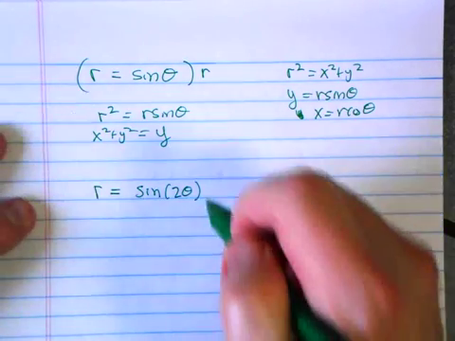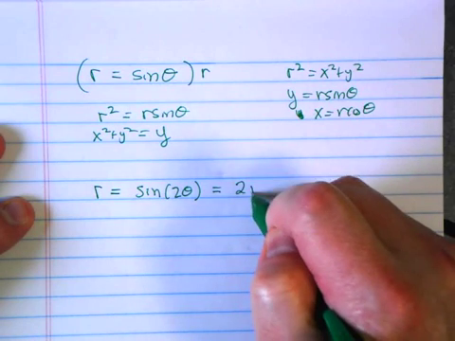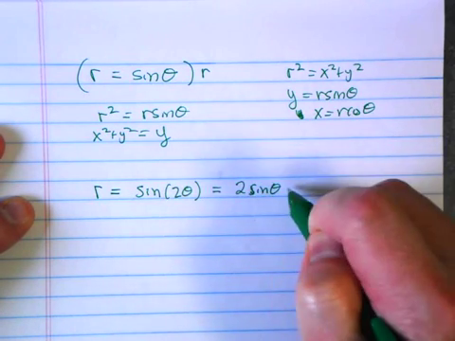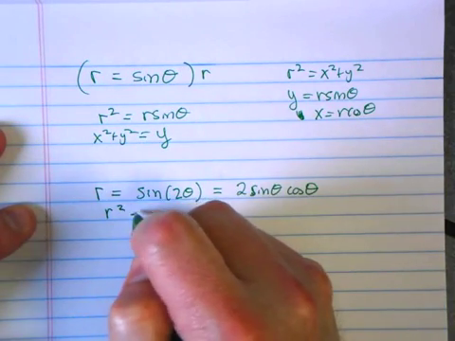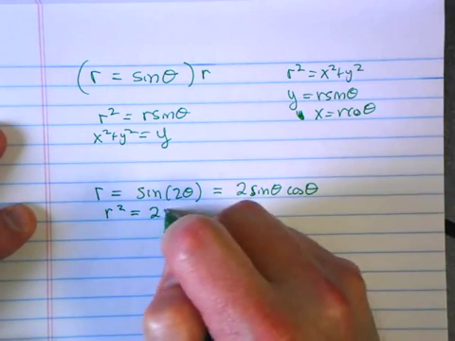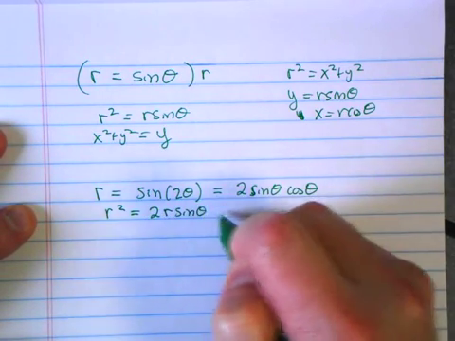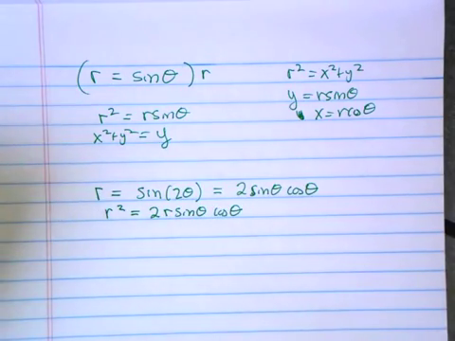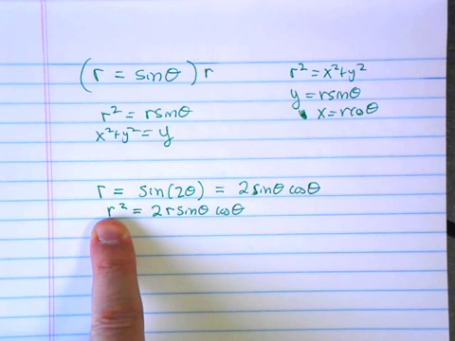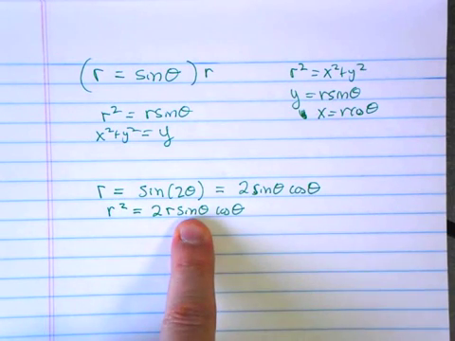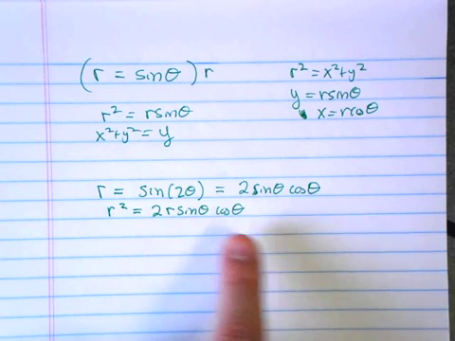Well, double angle formula, wonderful idea. That's 2 sine theta cosine theta. Okay. So I do use that double angle identity. Now what? Multiply both sides by r, but that's going to give me r squared equals 2r sine theta cosine theta. We're very, very close. r squared is x squared plus y squared. r sine theta is y, but what am I going to do with that cosine?